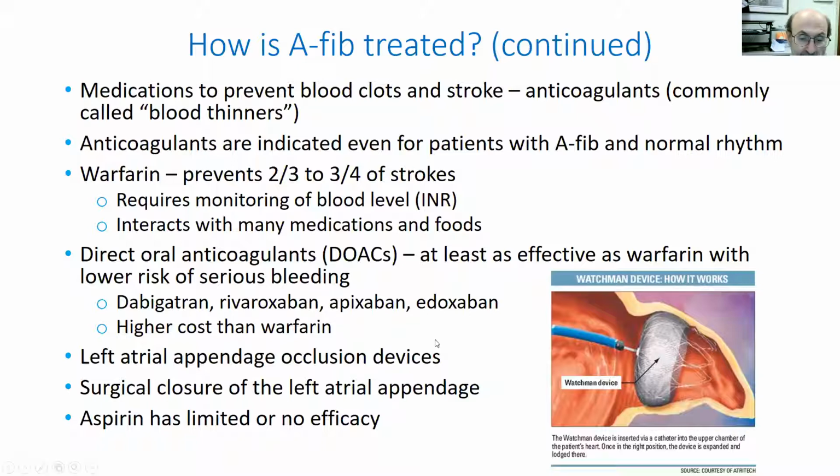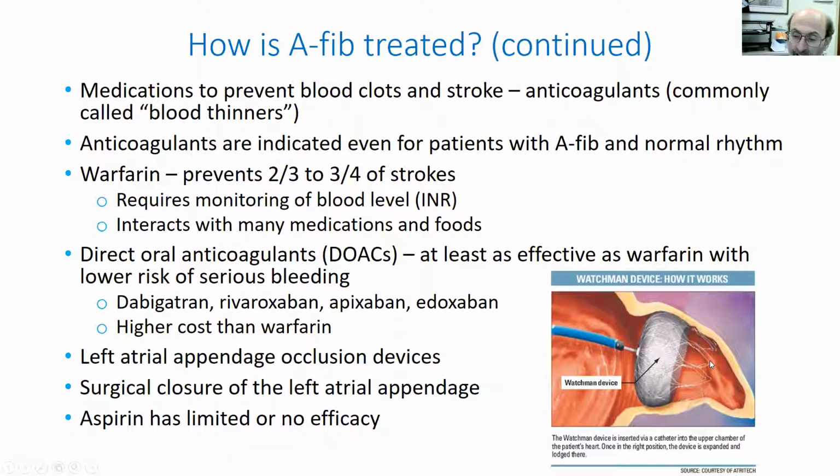The main disadvantage of these medications is they are not yet available generically, and so they may cost considerably more than warfarin, and not all insurances will pay for them. The copay is almost certainly going to be higher than it would be with warfarin. Another approach is so-called left atrial appendage occlusion devices. I mentioned earlier that almost all of the clots that lead to stroke form in the left atrial appendage.